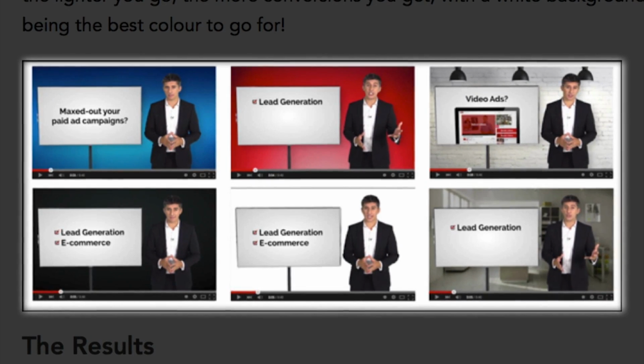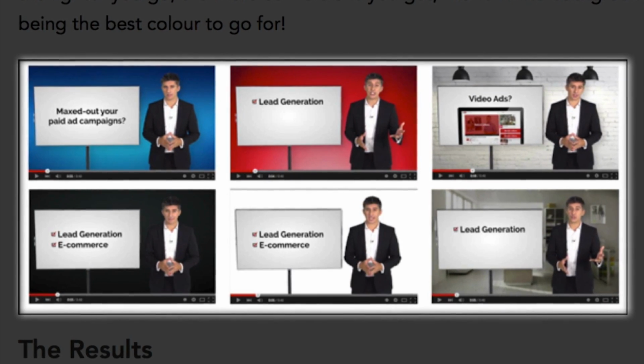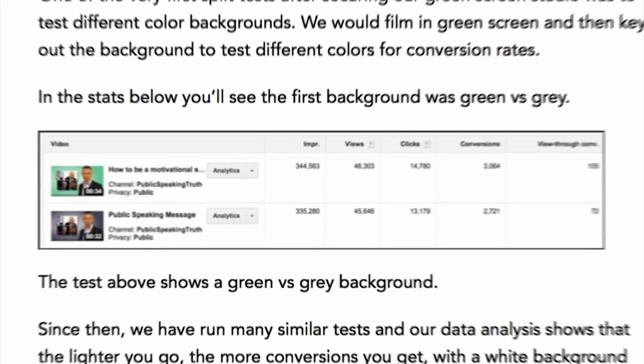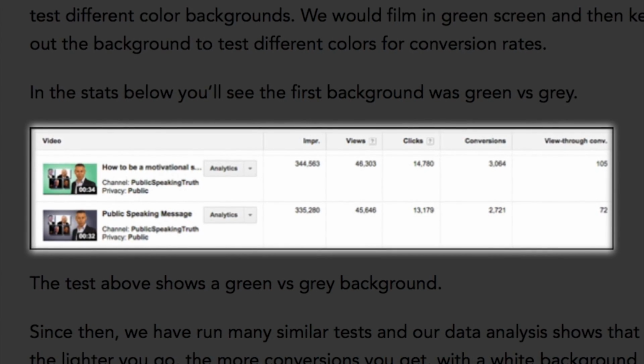Tip number 10, color of your background. One of the very first split tests after securing their green screen studio was to test the different colors of their backgrounds. They would film using a green screen, and then they would key out the backgrounds to test different colors for conversion rates. In the stats here, you'll see that the first background was green versus gray. Since then, they have run many similar tests, and their data analysis shows that the lighter you go, the more conversions you will get, with the white background being the best.